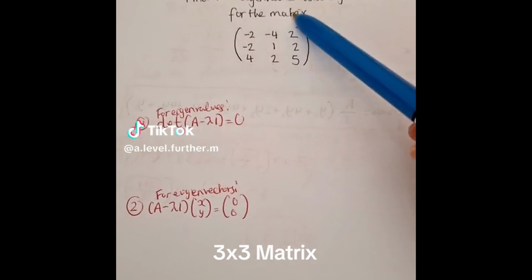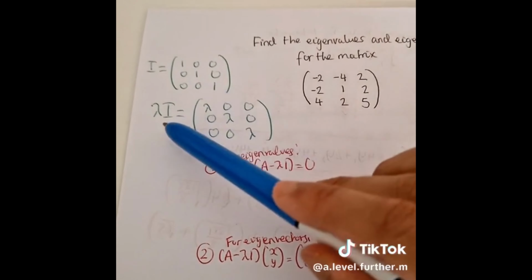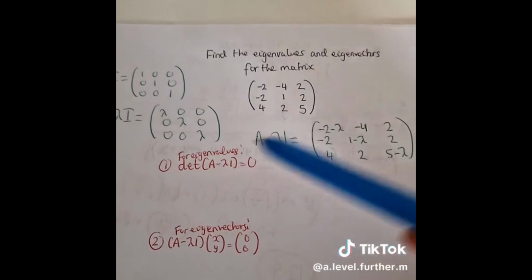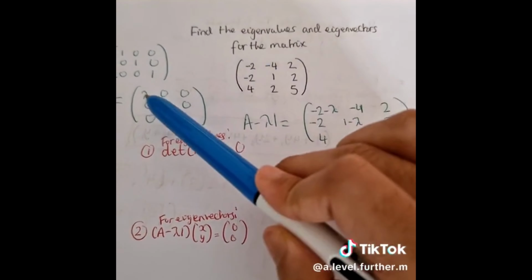In this video, we're going to find the eigenvalues and the eigenvectors for this 3x3 matrix. After writing out the identity matrix, you can multiply lambda onto each of the individual components, which then gets you to this matrix. A just refers to the matrix that's given to you in the question, and when you subtract lambda I from it, all you're doing is minus 2 take away lambda.